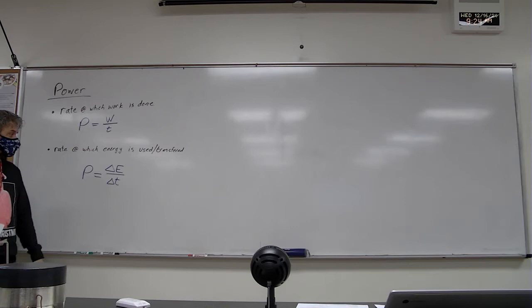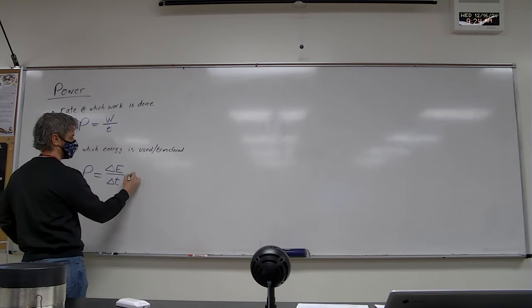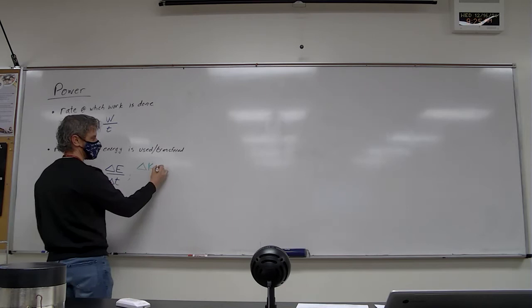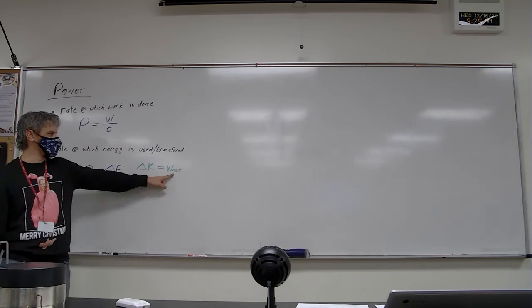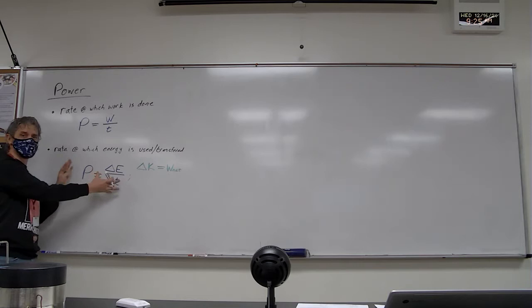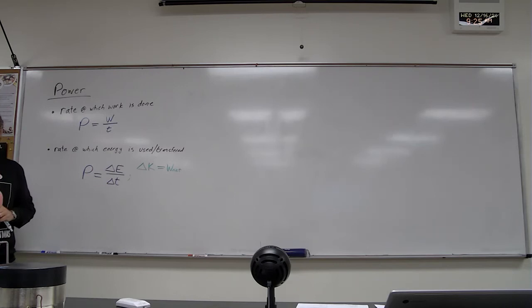Now this delta E, as I already pointed out, could be delta K. According to the work energy theorem, net work being done on an object will change its kinetic energy. So this change in energy here is more general. It does cover more situations, because I could put net work in for the change in energy over time. I could put change in kinetic energy in for the change in energy over time.